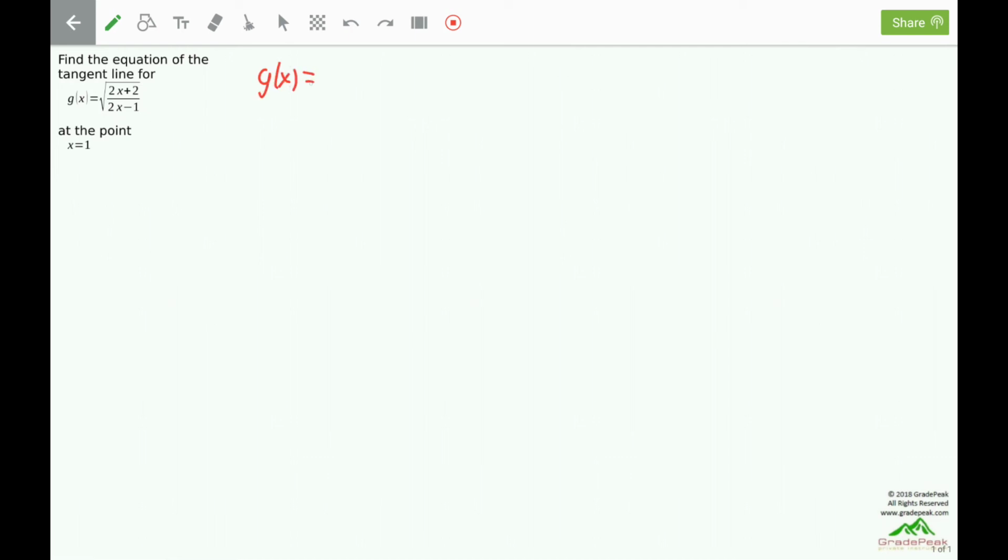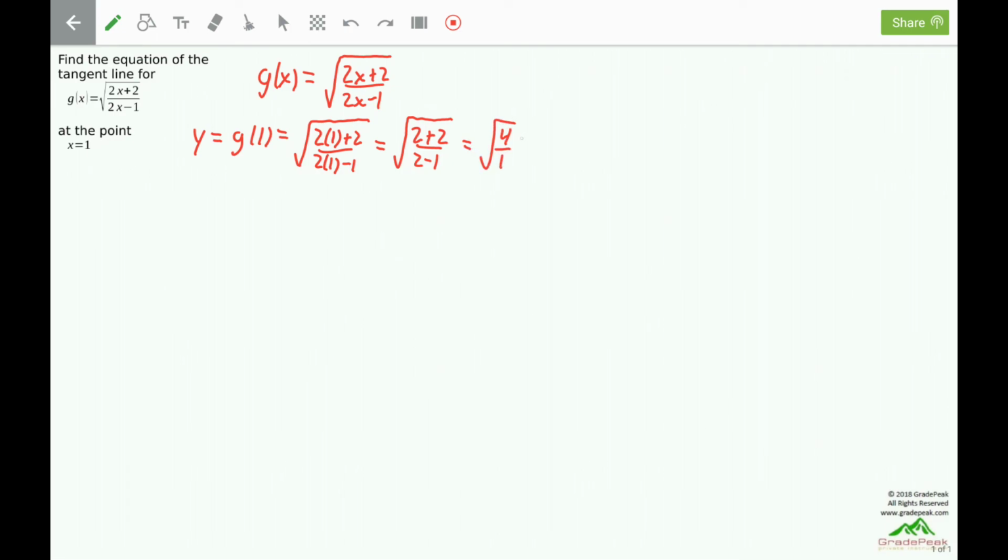by plugging that x coordinate into the function g of x, which is the square root of (2x plus 2) over (2x minus 1). So our corresponding y coordinate will be g of 1, which is the square root of (2 times 1 plus 2) divided by (2 times 1 minus 1). 2 times 1 is 2, plus 2 over 2 minus 1. 2 plus 2 is a 4, 2 minus 1 is a 1, so we have the square root of 4 over 1. Well, 4 over 1 is a 4, and the square root of 4 is a 2. So we have a y coordinate of 2, which means we have the point (1, 2).